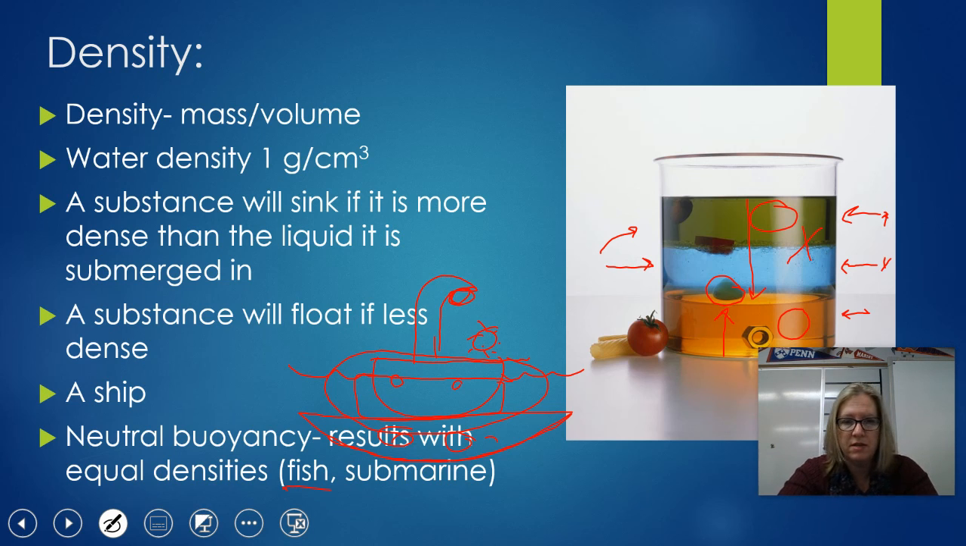Same with submarines. They have these big tanks of air basically that they can empty out and fill up if they want to rise or lower, sink or float, okay? If you put an object in a liquid and it kind of hovers, that means its density is super close to the density of the liquid that it's in. That's also an example of neutral buoyancy, okay?